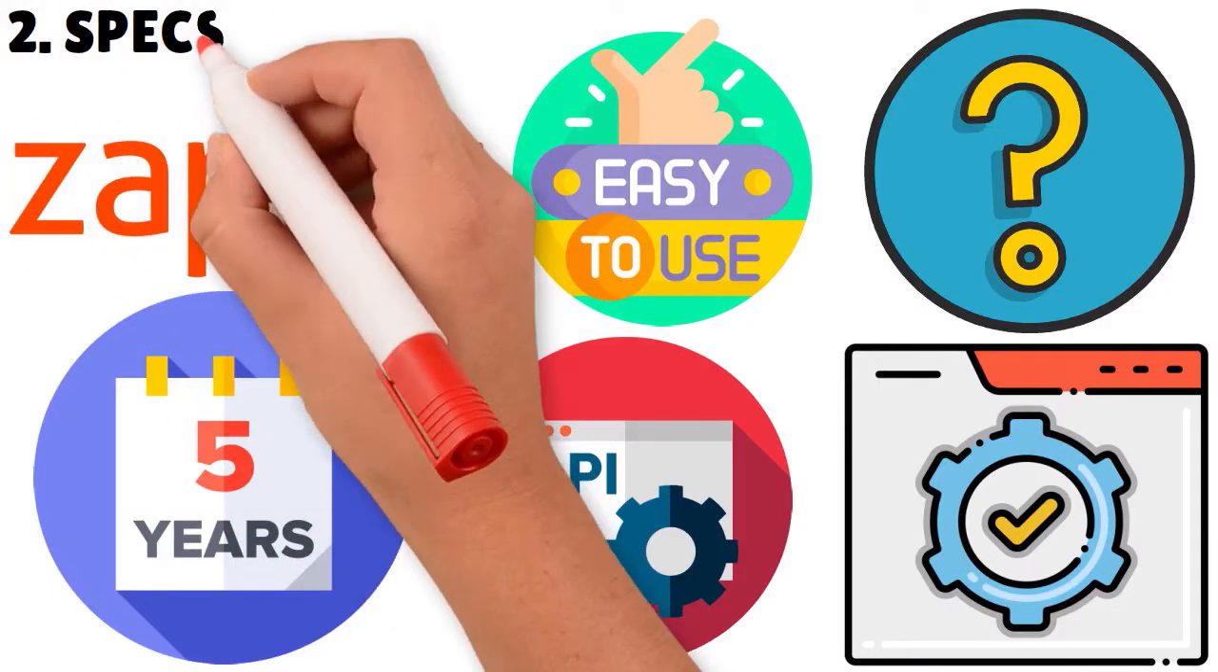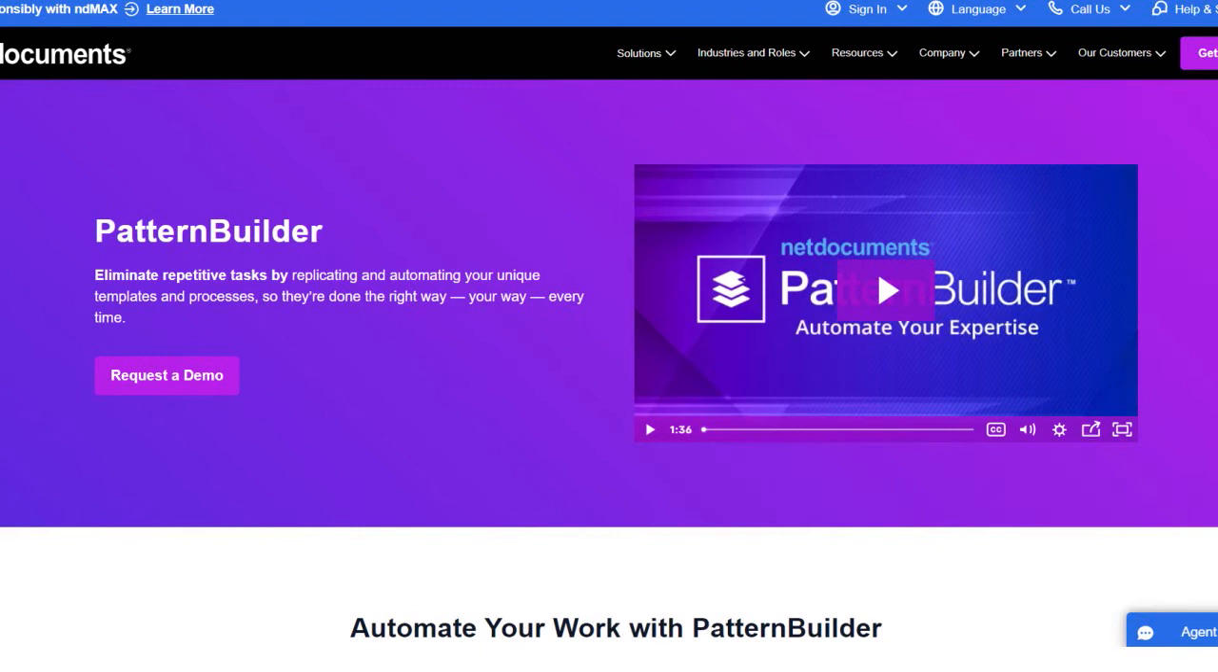Let me talk to you about the specs here. When we talk about Pattern Builder, what are we talking about in terms of core features? Again, I want to insist on the fact that you are able to automate your entire work stream with Pattern Builder. So let's talk about the core features here. First of all, do you have an open API? No, you don't have an open API right now within Pattern Builder, okay?